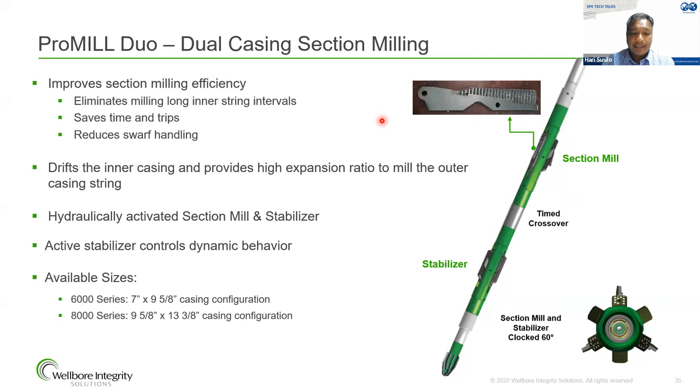The latest case story, we did it 3 months ago in Brunei, for the section milling of 9⅝ by 13⅜. We're using the same tools. One of the advantages is that it saves time, because we only need one trip to section mill the casing strings at the same time. And of course we reduce the swarf handling, which is associated with HSE issues as well. The more we deal with the swarf, which is a sharp object, the more dangerous it is. Quite a lot of recruits actually had hand and finger injuries because of this swarf.